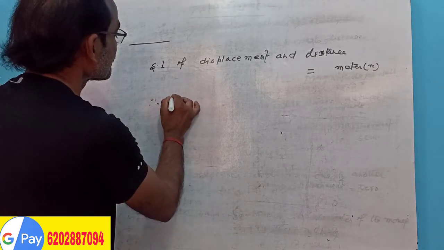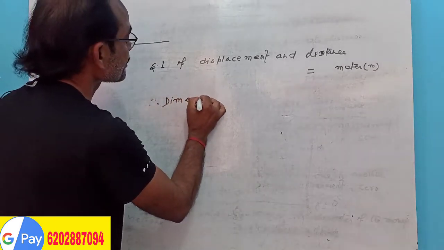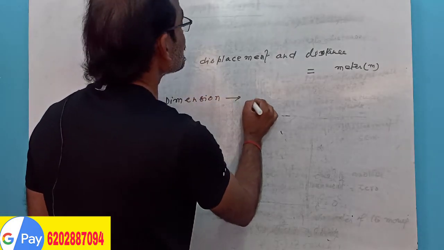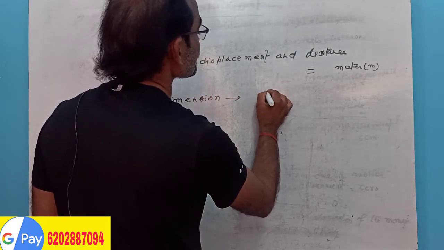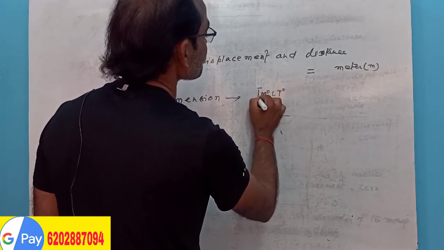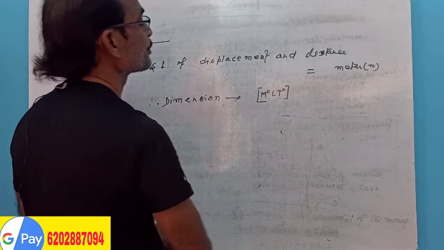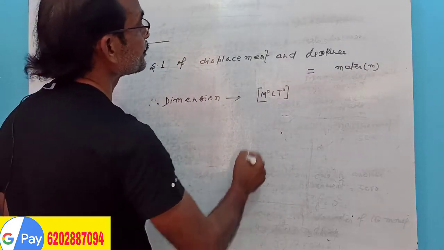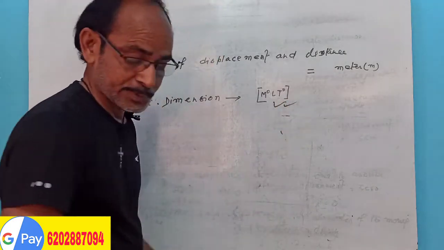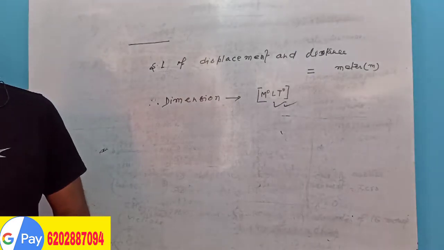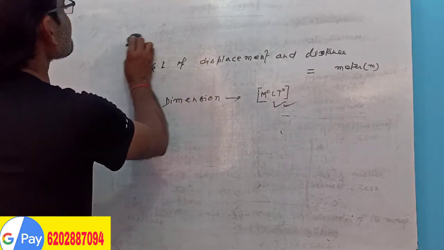Hence, the dimension is M⁰ L T⁰. Now we have to come to speed.